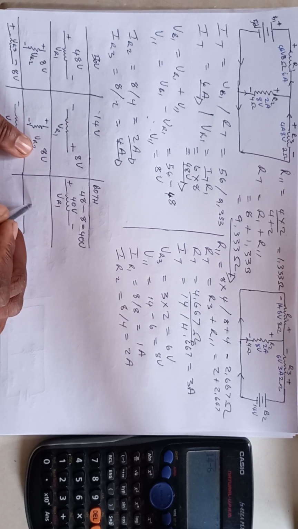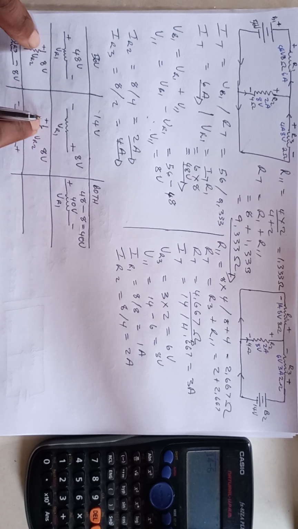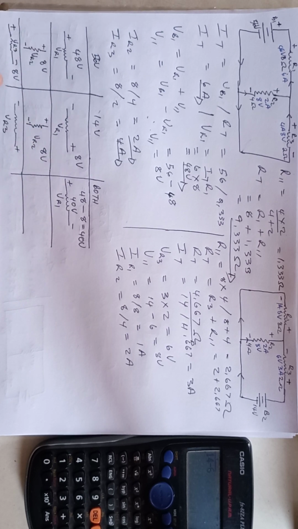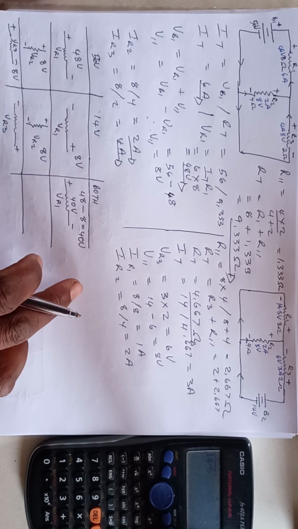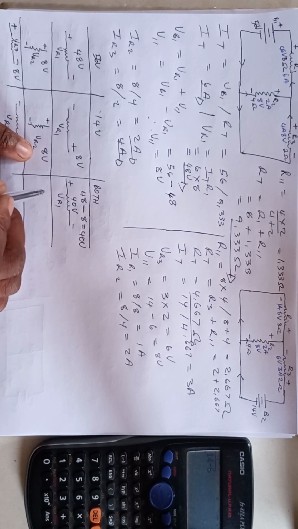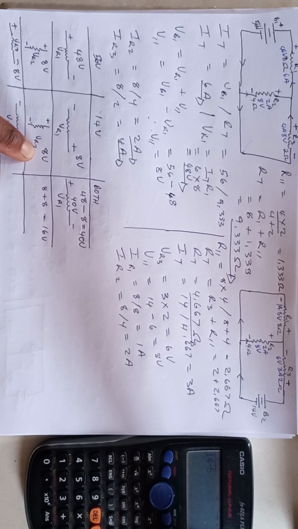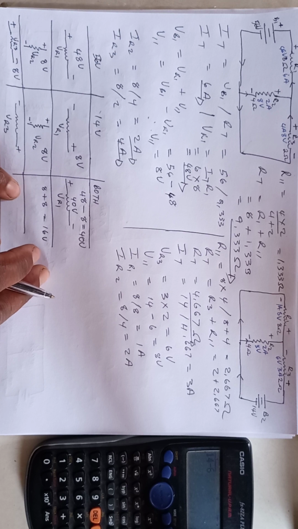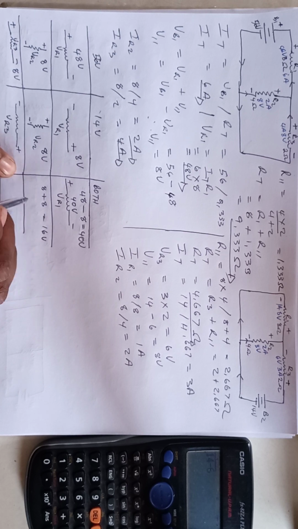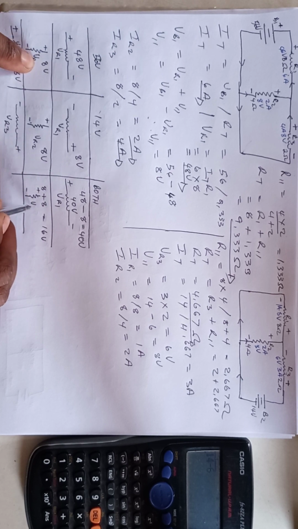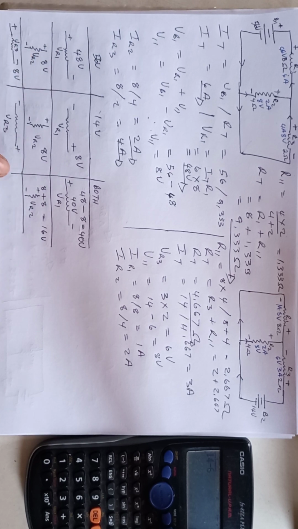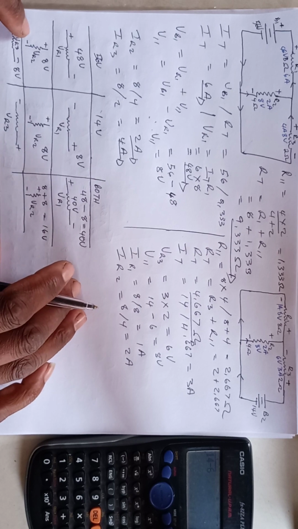Let us come to VR2. On VR2, the polarity is the same at the top and at the bottom. So what is going to happen here is we will add these voltages and we will get 16 volts. So what do we keep? We will keep the polarity as it appears for VR2.